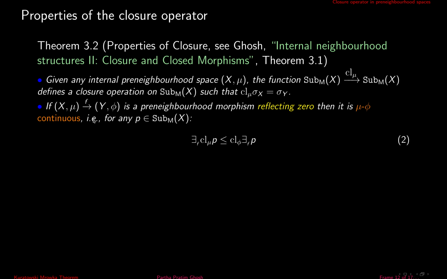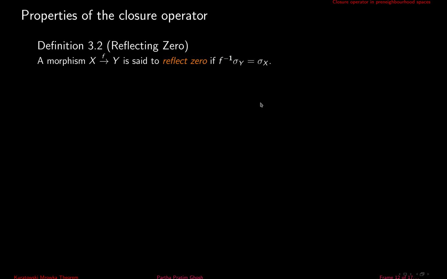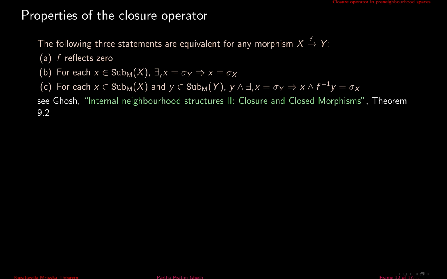However, this is something new. We don't see this in the case of sets in topological spaces, because when mu and phi are topological spaces, a morphism is automatically continuous with respect to the closure for mu and the closure for phi. But here, the pre-neighborhood morphism needs to satisfy an extra condition to become continuous. Now, what is this condition? The reflecting zero condition is very natural. A morphism reflects zero if the pre-image of the smallest subobject is the smallest subobject. It can be shown that a morphism reflects zero if and only if whenever the image of a subobject is trivial, the subobject is automatically trivial. Or whenever a subobject of the codomain fails to meet an image of a subobject, then the subobject fails to meet the pre-image of that.